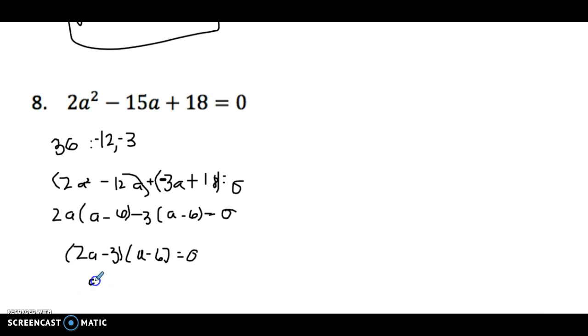Okay, so here you have a equals 3 halves, and here you have a equals positive 6. Okay, so remember it's always or. Alright, and those are your two solutions.